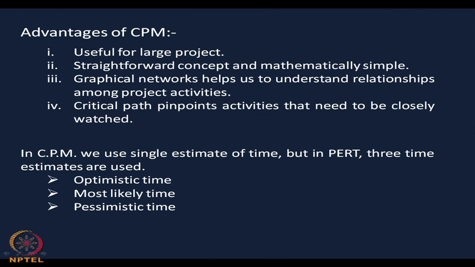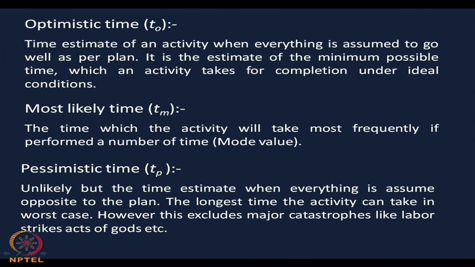But in PERT, basically, there are three time estimates which we will use. One we call the optimistic time, another one is the most likely time, and the pessimistic time. Let us see what is optimistic time. The optimistic time, in notation, we will use as T0. Time estimate of an activity when everything is assumed to go well as per plan. It is the estimate of the minimum possible time which an activity takes for completion under ideal condition. That is, if everything goes on smoothly, then the time taken, that we call the optimistic time.